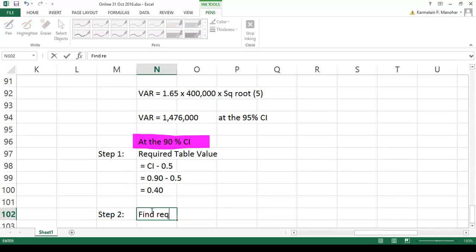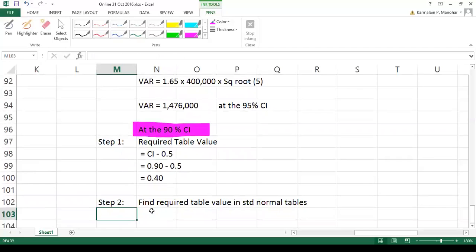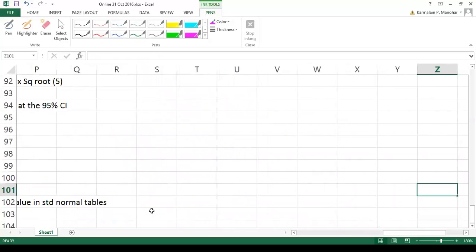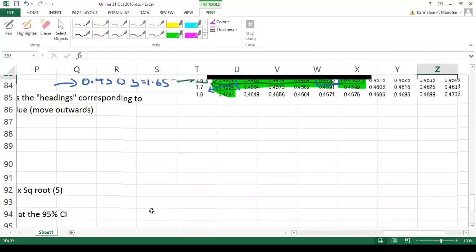Find required table value in standard. Well, what's the question, Natalie? We're just redoing the steps because the question asks us for both the 95% CI and the 90% CI. Okay, great. So going to our tables, and after we found that, then we can go to step 3.